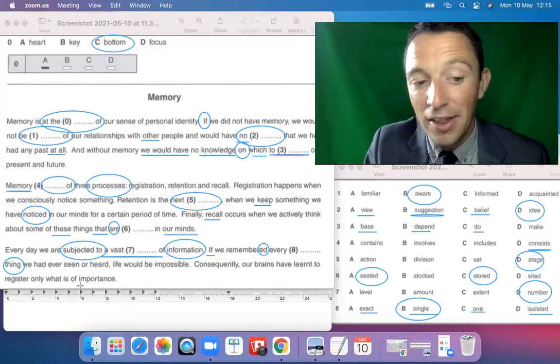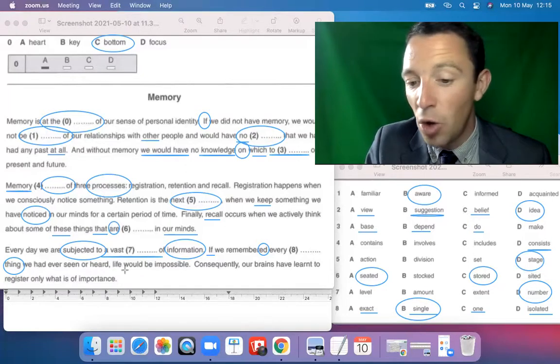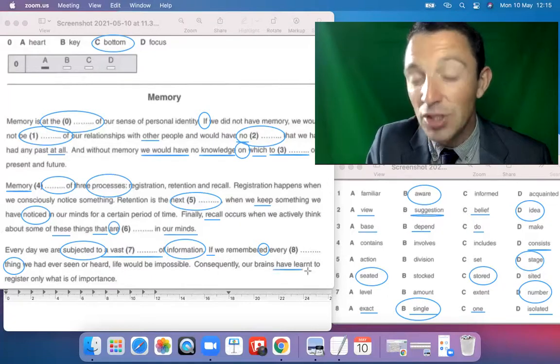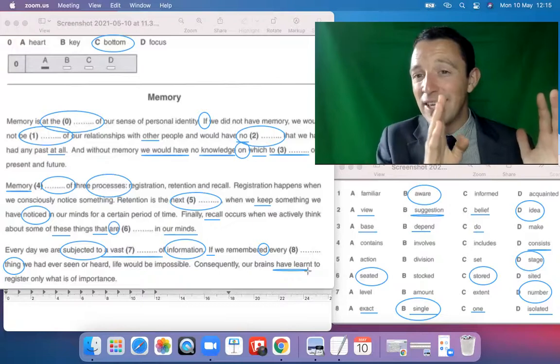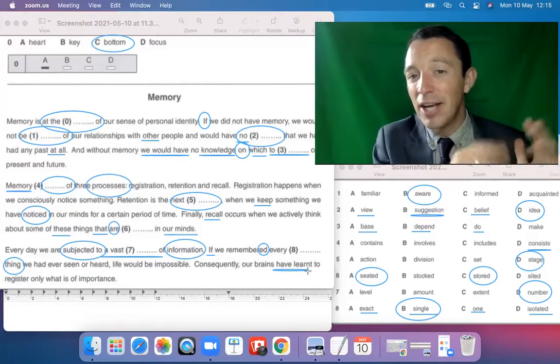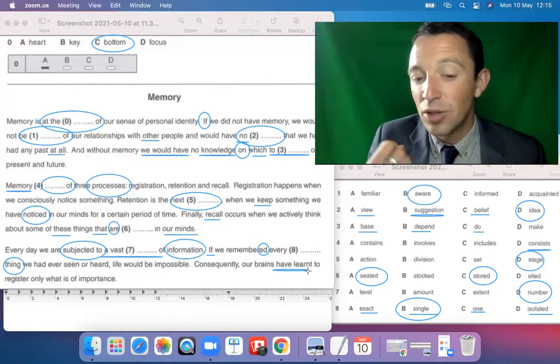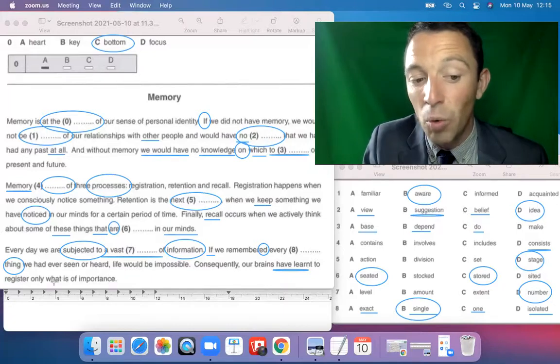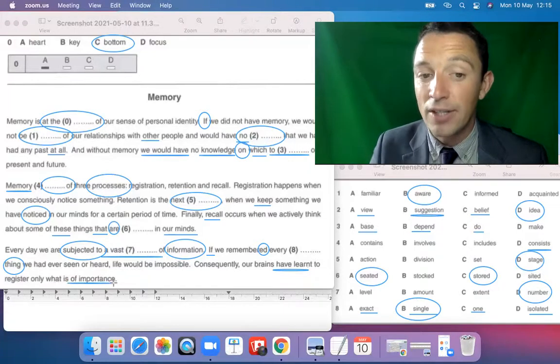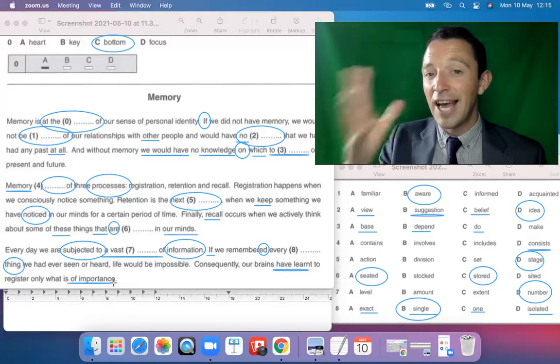Okay, so every single thing we had ever seen or heard would be impossible. Consequently, our brains have learned. So that's the present perfect. Have learned. It started in the past, it's finished, but it continues to be relevant to the present to register only what is of importance. Okay, so only 3 paragraphs, 8 options.